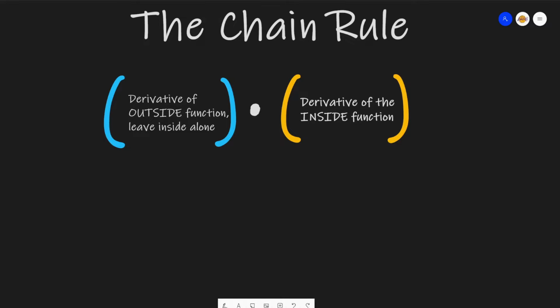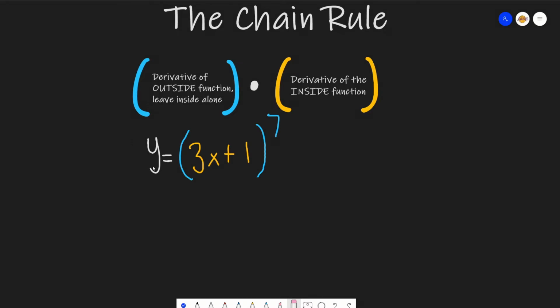All the chain rule is, is we're going to be taking the derivative of the outside function, and we're going to leave the inside alone. And we're going to multiply that times the derivative of the inside function. Let's take a look at this problem: y equals (3x plus 1) all raised to the 7th.